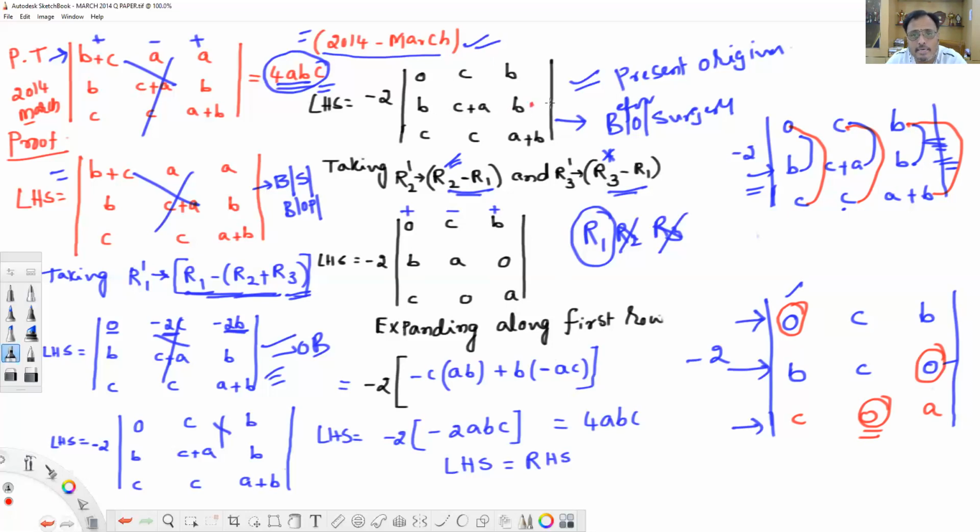B, C plus A, B here, second row, B, A, new row. The new second row has been formed by taking R2 minus R1. And the new R3 has been formed by doing the surgery R3 minus R1 in the original body. Yes. Now, expanding along the first row: plus 0, leave it, minus C into AB, again 0 plus B into 0 minus AC. That is minus ABC, minus ABC, minus 2ABC. Outside minus 2 is there, therefore the answer is 4ABC.